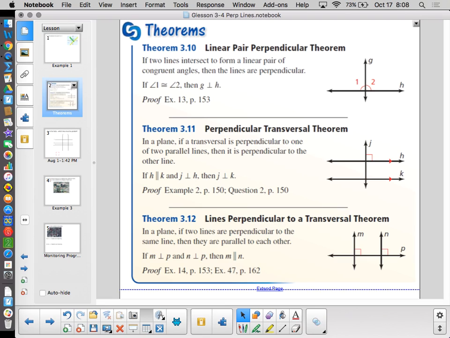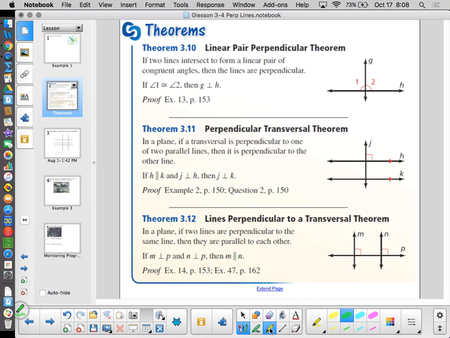So if angle 1 and angle 2 here are congruent, that means they have to both be 90, which means that the two lines must be perpendicular. So if you get a linear pair of congruent angles, the lines have to be perpendicular.